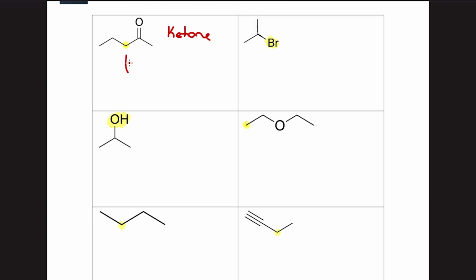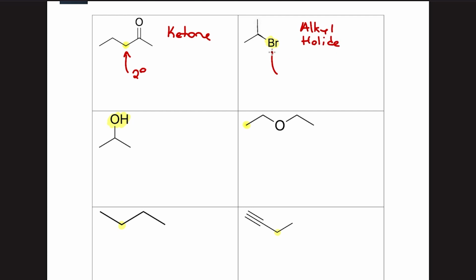And now we're asked to categorize this carbon. It's connected to two other carbons, so we know it's secondary. Now the next problem, we have this bromine, which is a halogen, and it's connected to an sp3 hybridized carbon, so we know it is an alkyl halide.